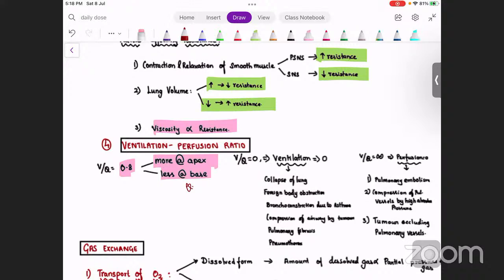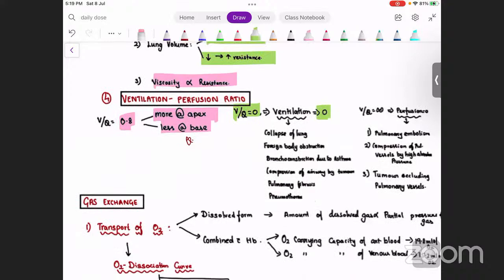And V by Q is 0 when ventilation is 0. If V by Q is 0, that means ventilation is 0. What are the conditions that can cause obstruction in ventilation? Foreign body, bronchoconstriction due to asthma, compression of the airway by a tumor, collapse of the lung, pulmonary fibrosis, or water in the lung.